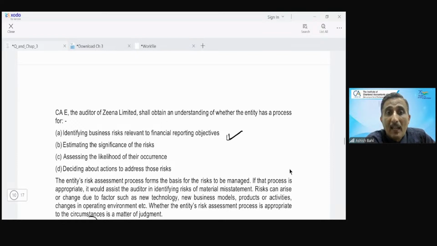So the entity would be estimating the significance of these risks, whether these are significant, what is their importance from a business point of view, assessing the likelihood of their occurrence, and there would be a system of assessing their possible occurrence. And if those risks materialize, then what action would be taken by the company in respect of those materialized risks.